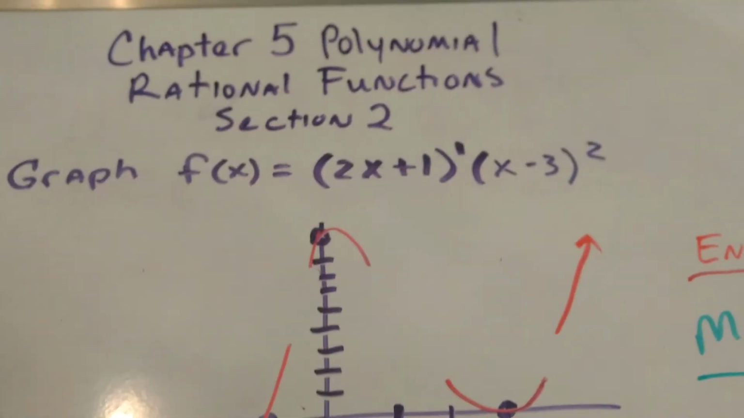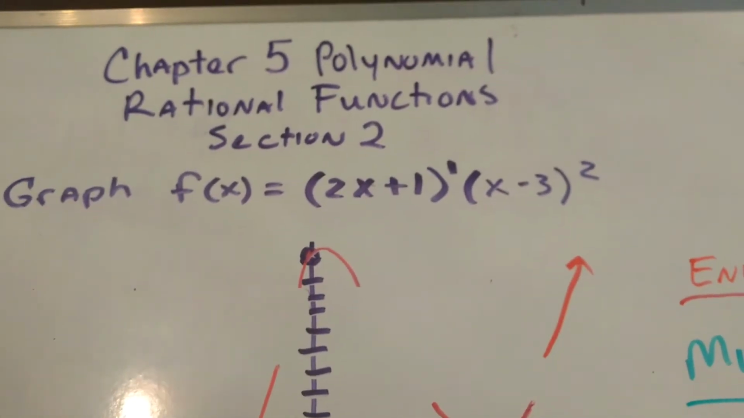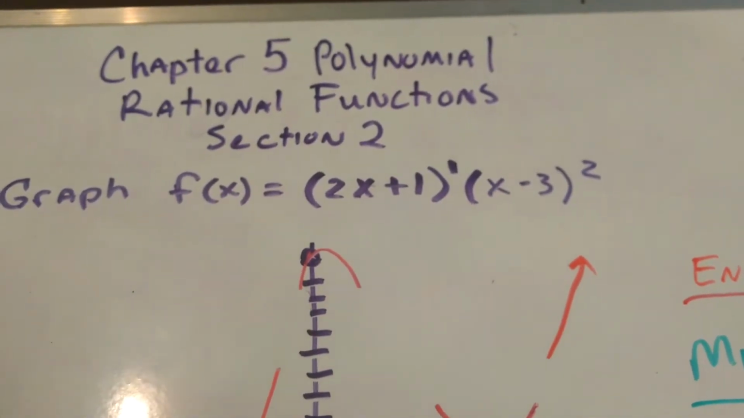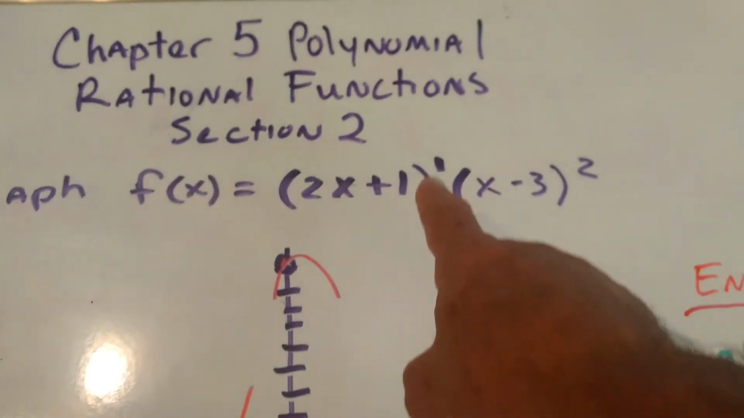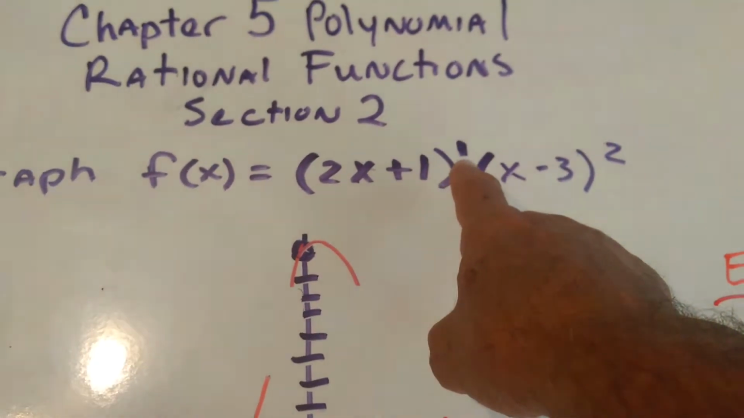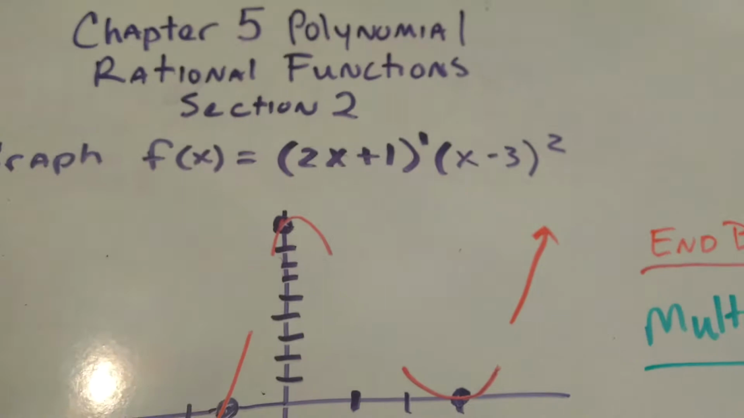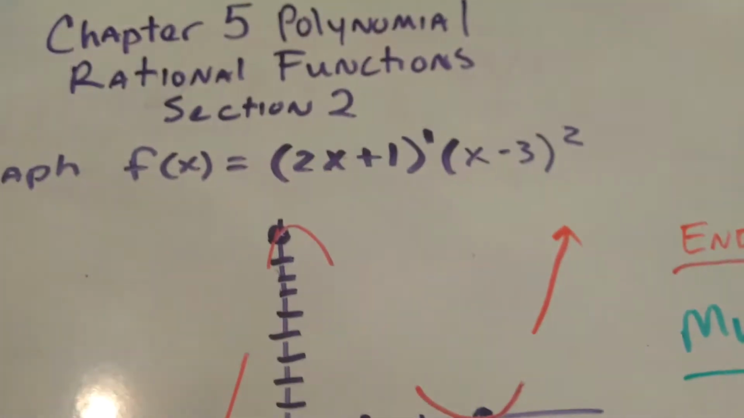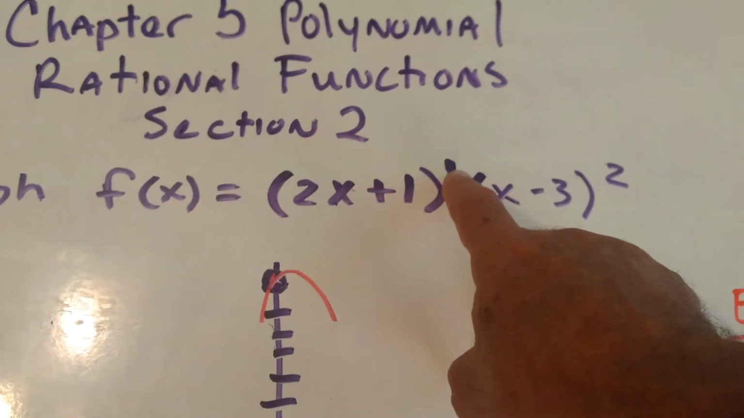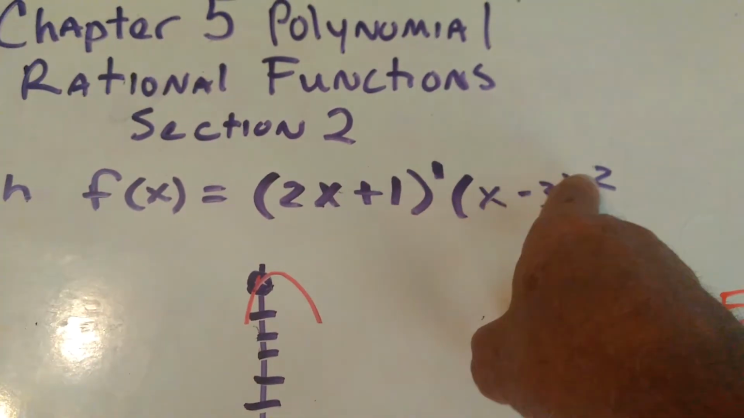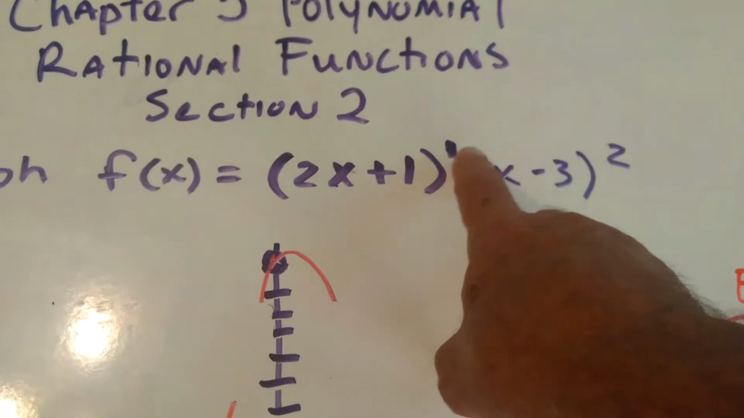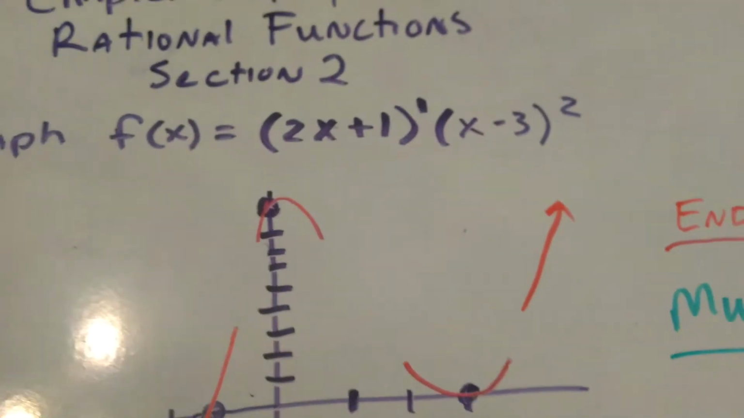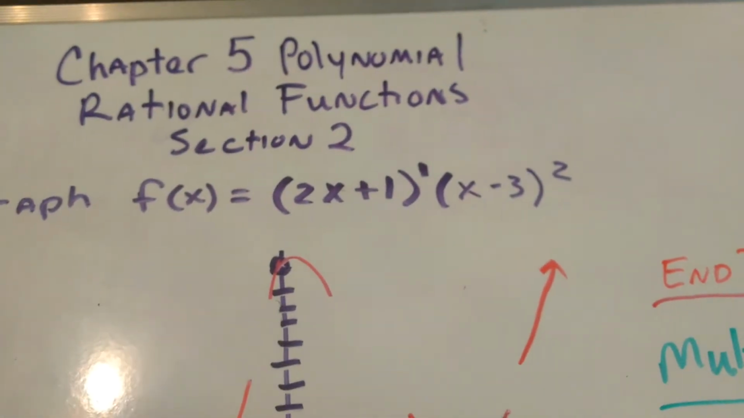So it's asking us to graph f of x equals (2x plus 1) to the first power. Normally there's nothing there; I just put the 1 there to remind me it's to the first power. And then we have times (x minus 3) to the second power. Now, one of the things you can do is look at the factors and their exponents and know that this polynomial is going to be of the 3rd degree.